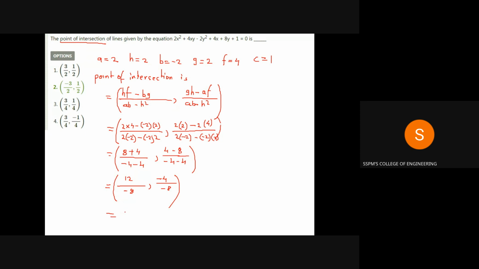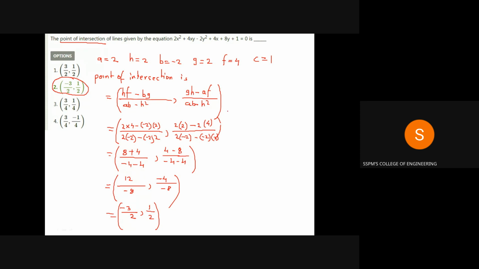If we solve this, 4 3s are 12 and 4 2s are 8, so minus 3 by 2. The x coordinate is minus 3 by 2 and the second coordinate is 1 by 2. Minus minus gets cancelled, and 4 1s are 4, 4 2s are 8. So the required point of intersection is minus 3 by 2 comma 1 by 2.